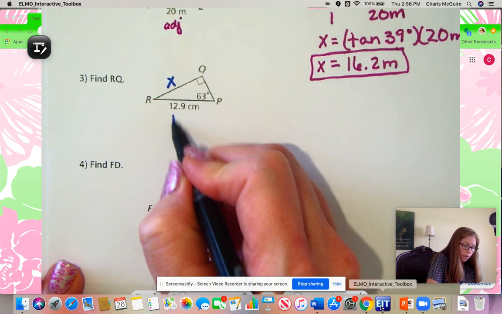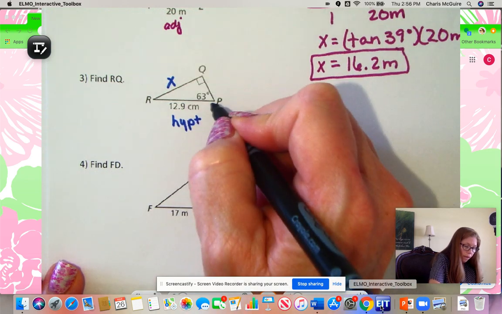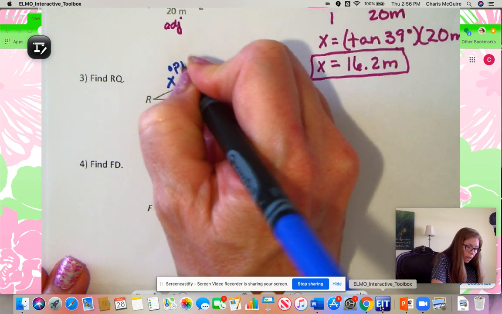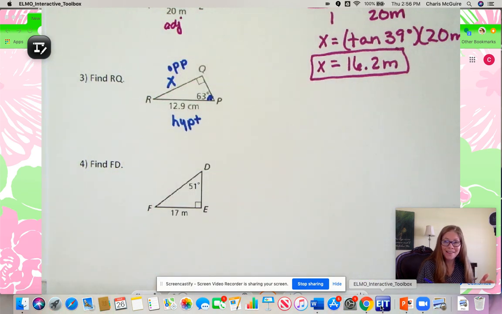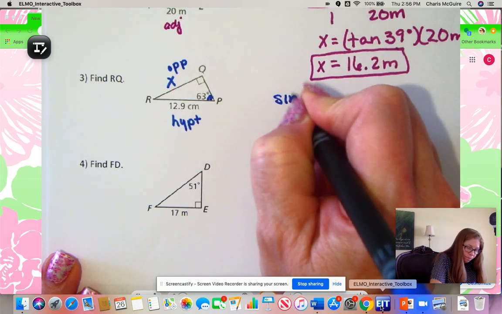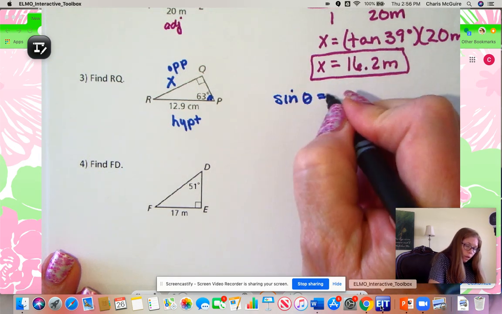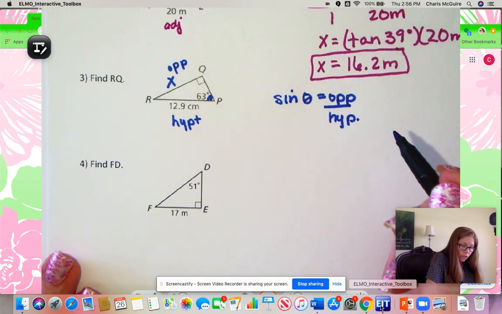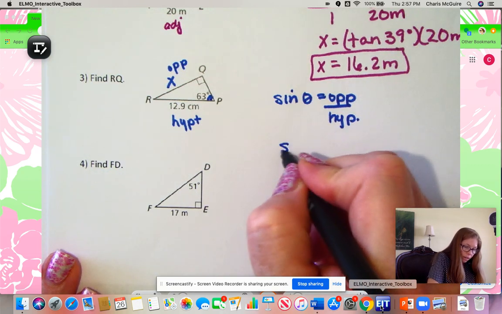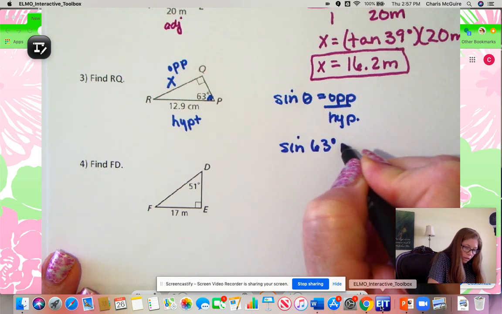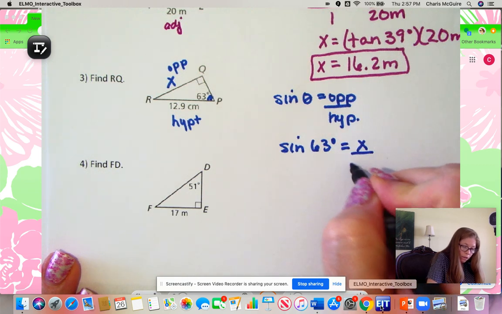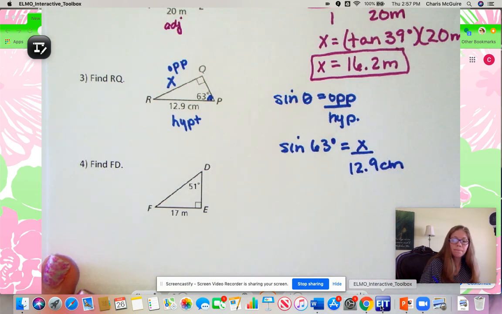But I have the hypotenuse, and from this angle that I'm given to work with, the 63 degrees on P, this is my opposite side. So hopefully you said sine, right? We're going to do the opposite over the hypotenuse. So this is sine theta equals opposite over hypotenuse. Okay, so let's plug in what we know. We've got the sine of 63 degrees. The opposite side is the x variable, and the hypotenuse is 12.9 centimeters.